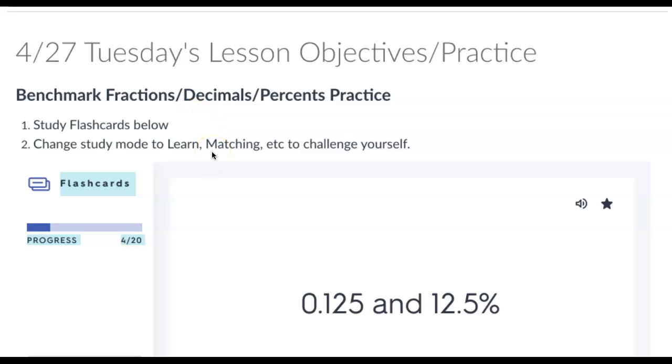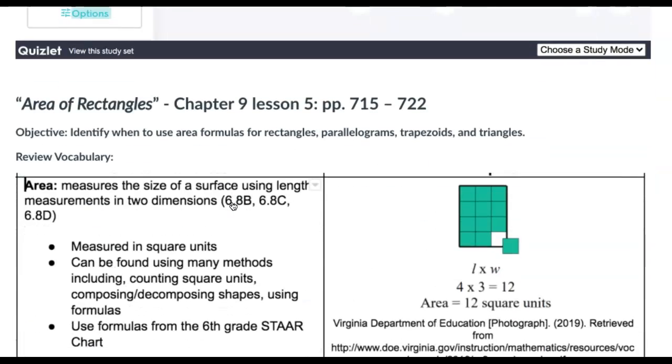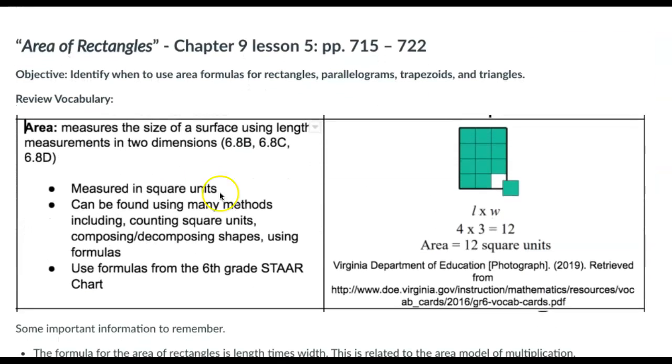Today is Tuesday, April 27th. Please study your flashcards. We're going to be focusing on two different things today.